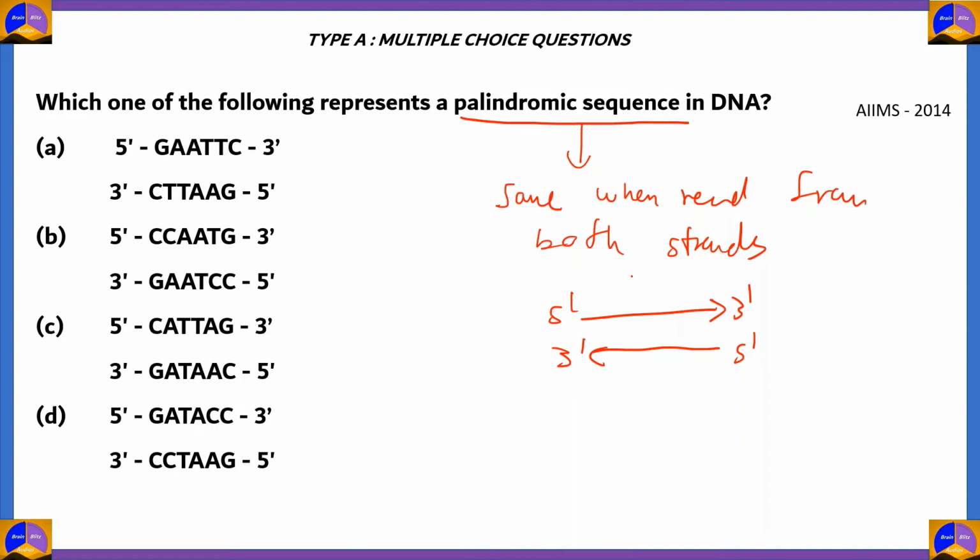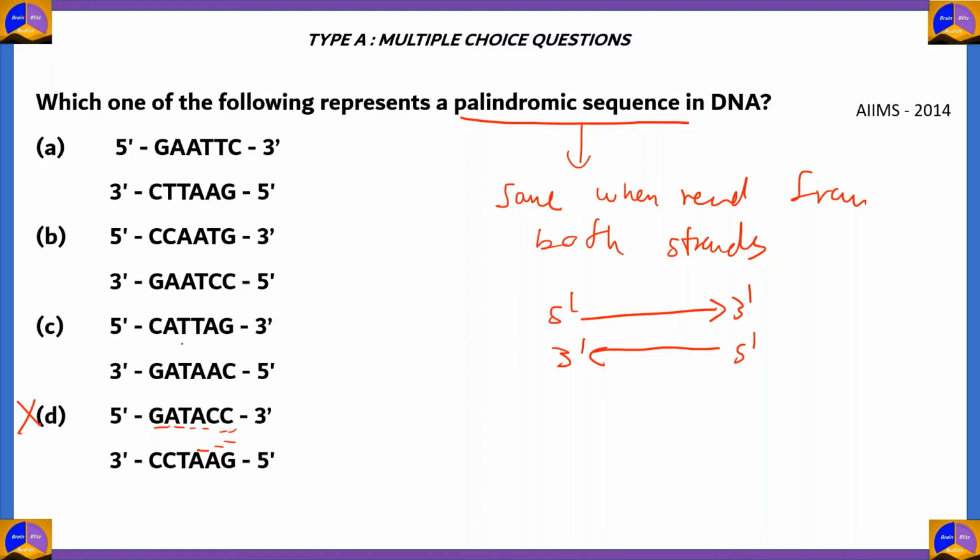Now, let's look at option D. The first strand says 5' GATACC. Now, the second strand says GAA. Now, over here, there is a mismatch because the third nucleotide on the first strand is T, and the third nucleotide on the second strand is A. Therefore, these are not palindromic. Option D is incorrect.